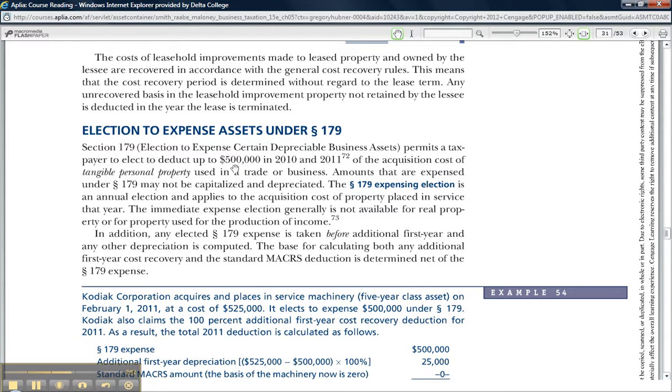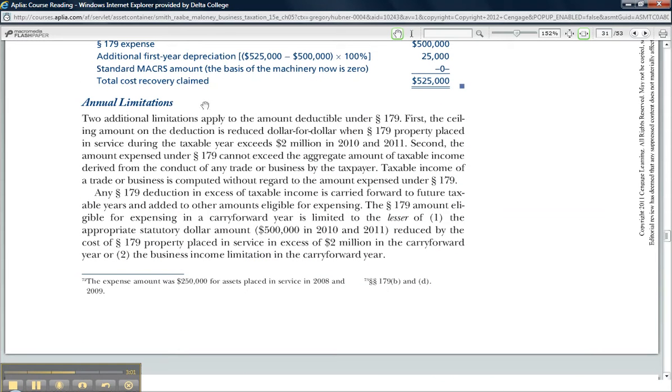There are some limitations on that. It's geared toward mid-sized companies. So if you place in service more than, here are the limitations right here, more than $2 million, then you're going to be limited. That $500,000 amount will go down dollar for dollar. You also have a taxable income limitation, so 179 cannot put you into a tax loss position. As long as you factor those in, you'll be okay there.